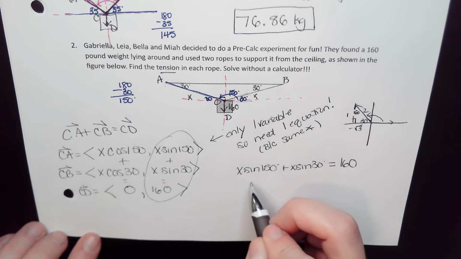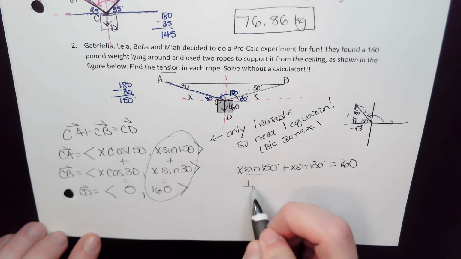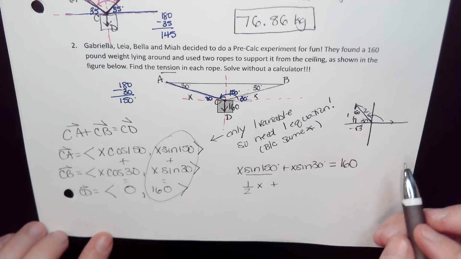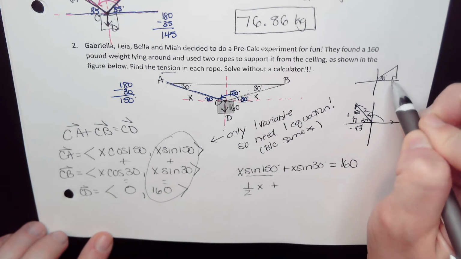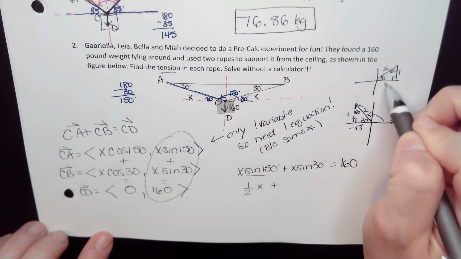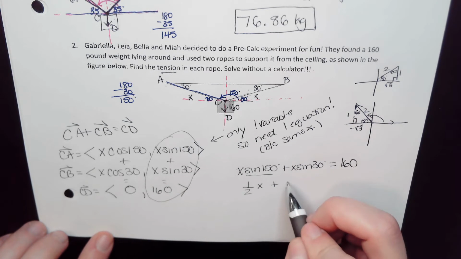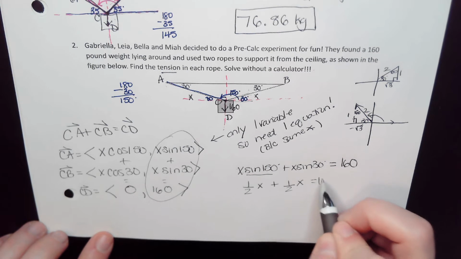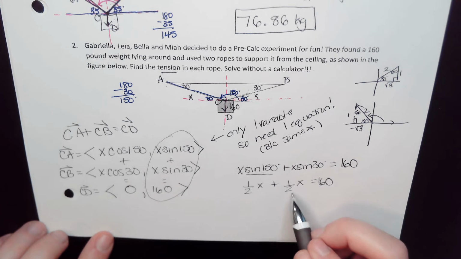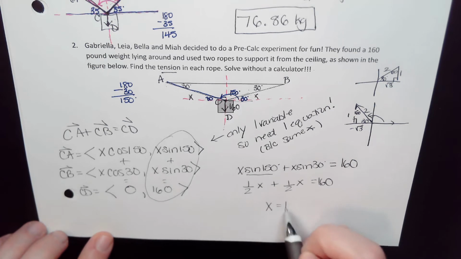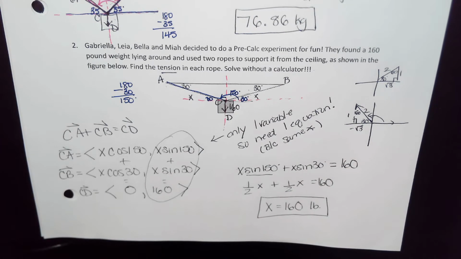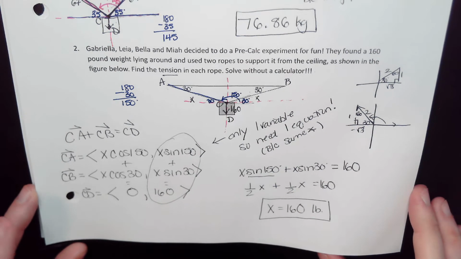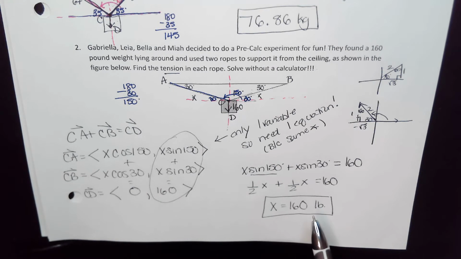So sine of 150 is 1/2 times x, so 1/2 x, plus the sine of 30 degrees. So here's your 30-degree angle. Drop your perpendicular. And opposite over hypotenuse would be 1/2 again, so that's another 1/2 x. Add those together, 1/2 plus 1/2 is 1x equals 160 pounds, which would be your final answer. And you do have to show all of that work here to find your value for x.